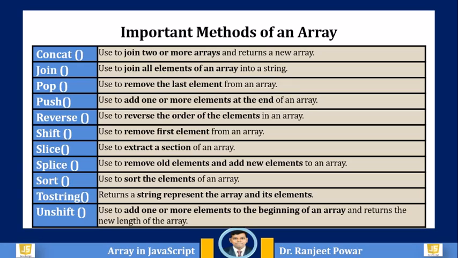The last one in that is the unshift method, which is used to add one or more elements to the beginning of an array and returns the length of the array. The parameters are element 1 to n. The elements are to be added to the front of an array.